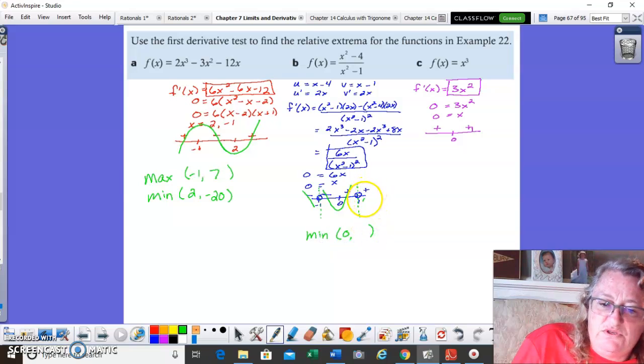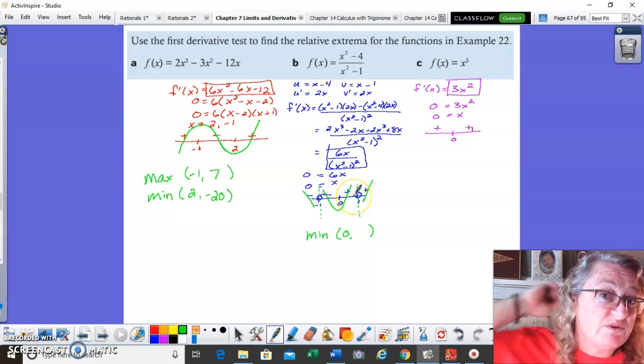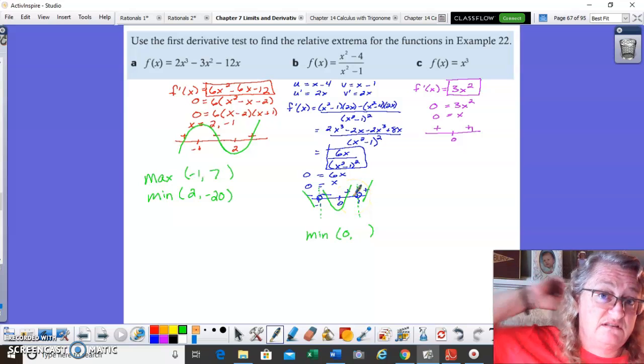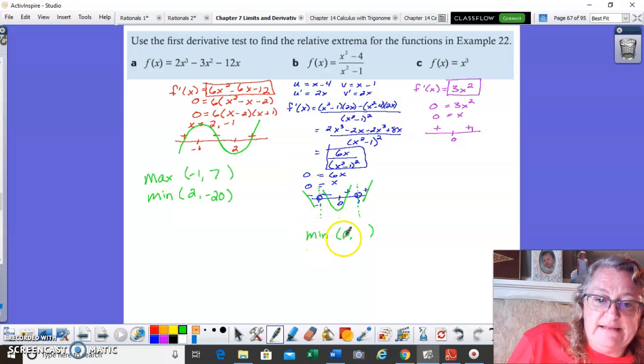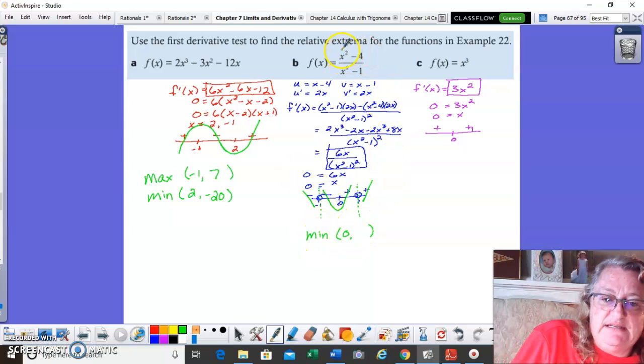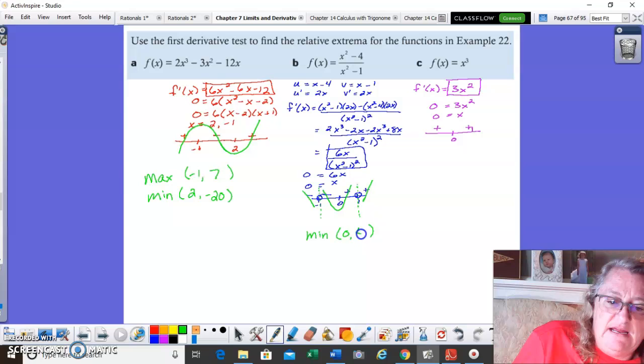Okay? And here we're still going positive. So -1 and 1 are neither minimums nor maximums, which makes complete sense if they're asymptotes. There wouldn't actually be any points there anyway. All right, so we have a minimum point at 0. If I substitute 0 into here, I have 0 minus 4, so -4, and 0 minus 1, so -1. -4 divided by -1 is 4.